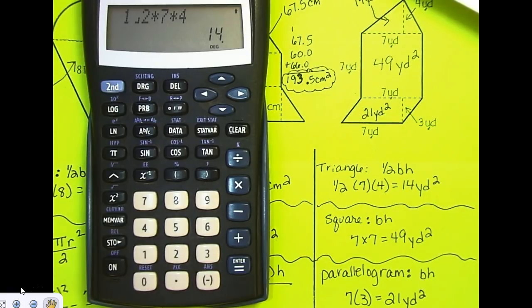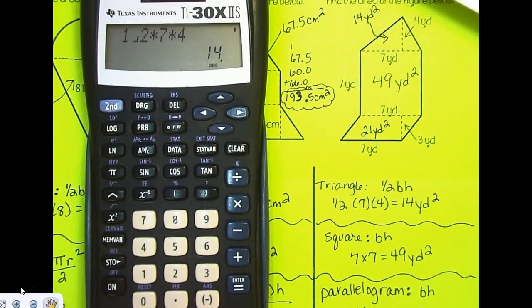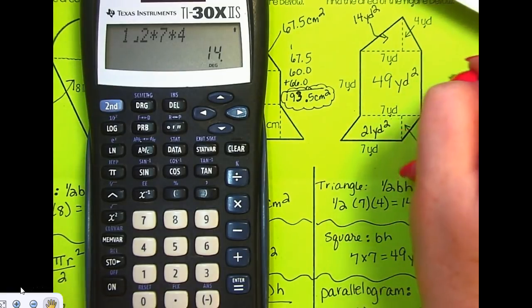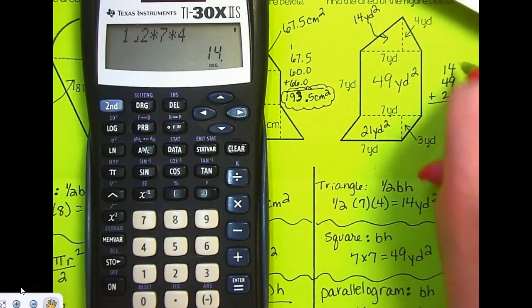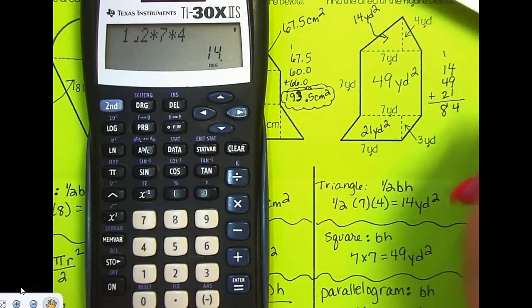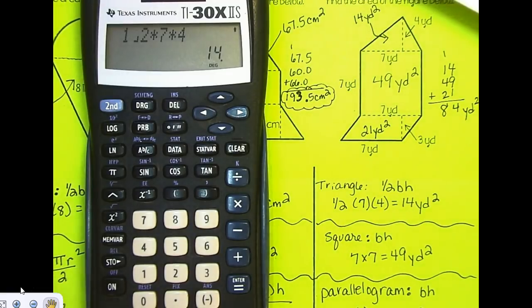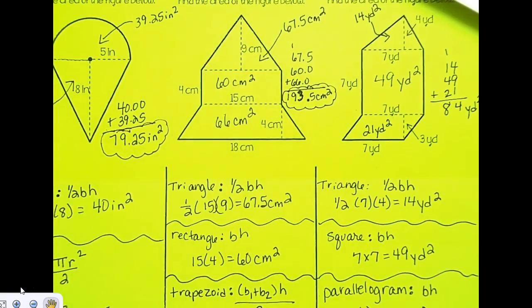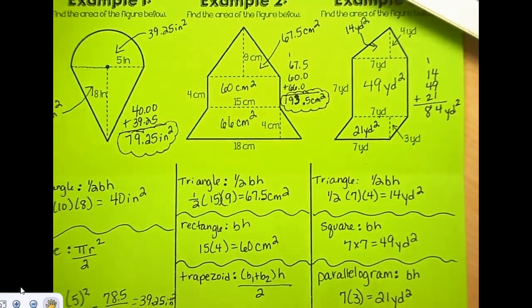And so what do we need to do to find the area of the entire composite figure? Add. 14 plus 49 plus 21. 4, 6, 7, 8, 84. 84 yards squared. Your answer for example 3 is 84 yards squared.